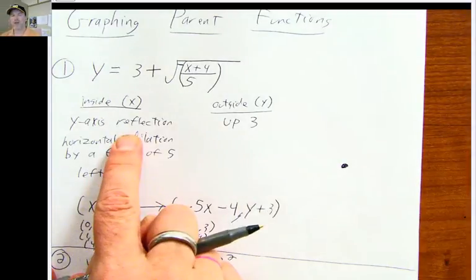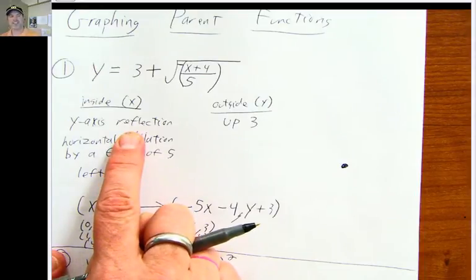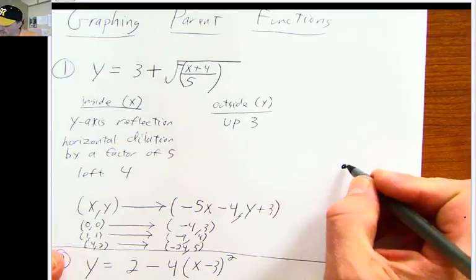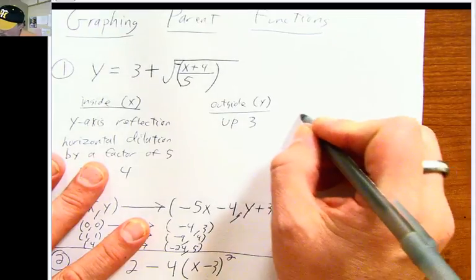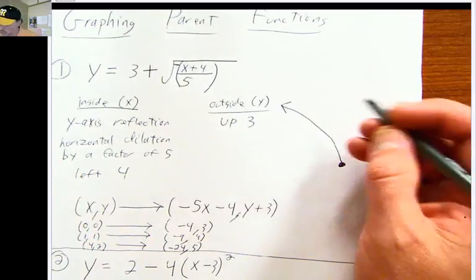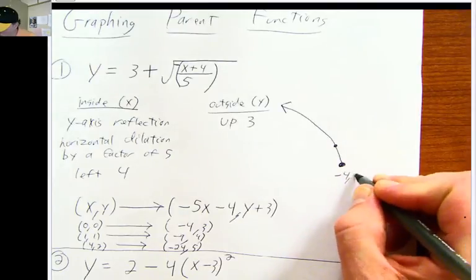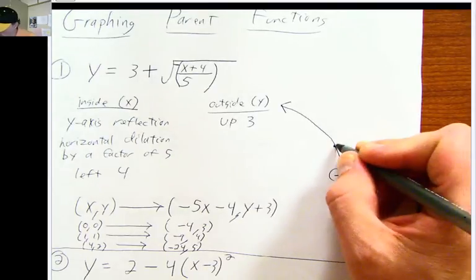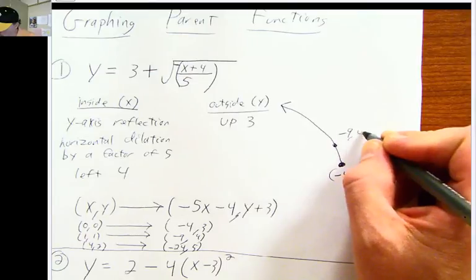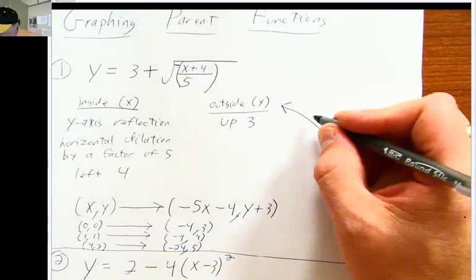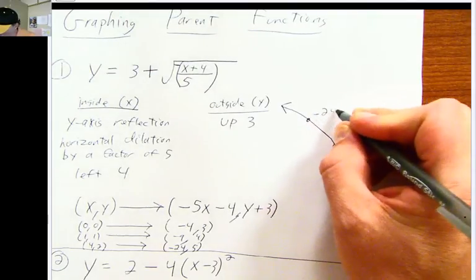But if you're team non-graph paper, you need to think, how does this graph look? And with the y-axis reflection, that means that the graph's going to look like this. And then you just put those 3 coordinates in there. It started at -4, 3. This next point was -9, 4, which would mean this third point is -24, 5.